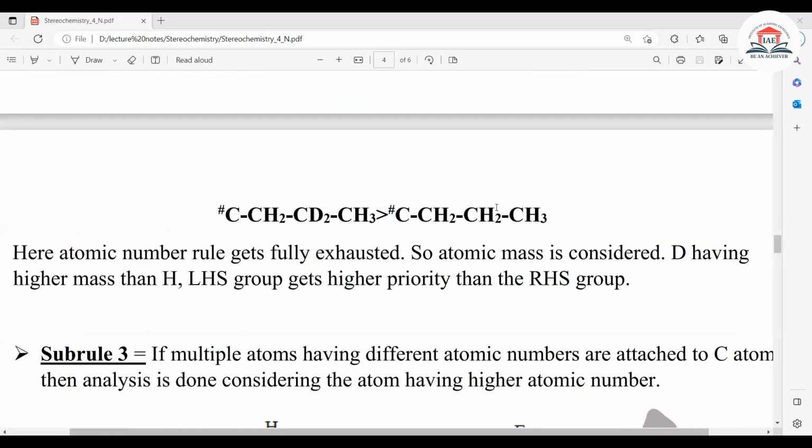this one. So you can see these two groups are almost identical. The only difference is in case of CH2, here CD2 is present. Okay. So when we are using the atomic number rule, you cannot determine the priority because all the groups are attached to the same number of carbon, same number of hydrogens. Because the atomic number rule gets exhausted, now you use the atomic mass rule. Because deuterium's mass is greater than that of hydrogen's mass, hence the first group will get the greater priority in this case. So what is written?